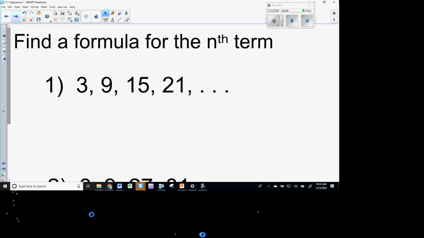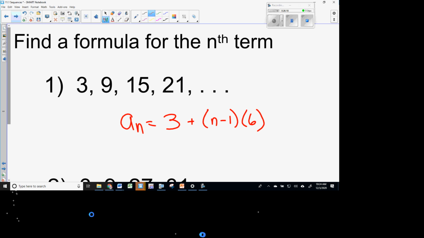Find the formula for the nth term. This is almost the same thing, but I want to find the formula for the nth term. Now, we use the same formula. So what's my first term? 3 plus n minus 1 times 6. Now I'm finding the nth term. If I wanted to find the 20th term, I plug in 20. If I want to find the 100th term, I plug in 100.